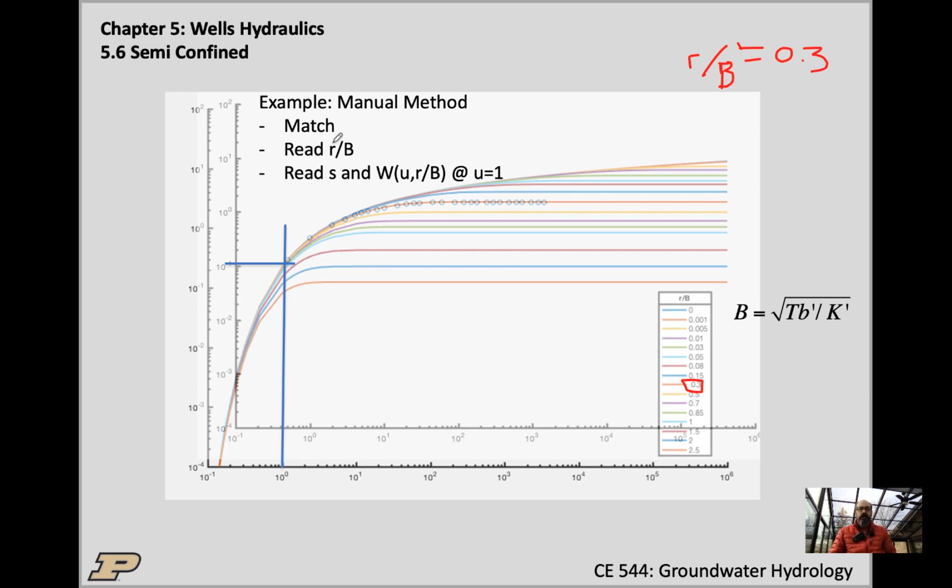Now we need to read S and W at 1 over u equals 1. You can still do a one-and-one match point, it doesn't really matter what you do, but it's easier to pick u is 1. This is our Wells function. You can see those curves go all the way down, so this is 1 over u, and this outside axis is W. So if we go to 1 over u is 1, we put a line here and read what S and W are at that point.